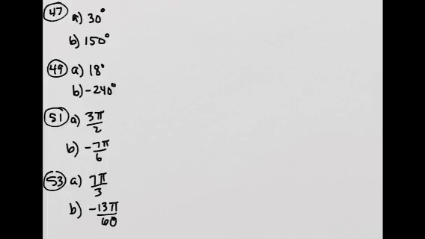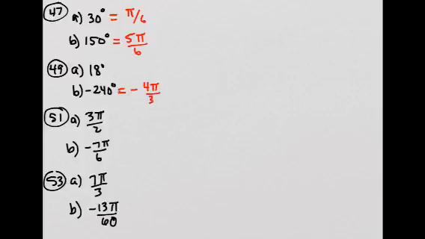Alright, so for 47, you have to convert them to radians, the degrees to radians. So 47, you should not need a calculator. It's an angle on the unit circle, so you need to know it. So that one is pi over 6. 150, same thing. This one is 5 pi over 6. For 49, 240 is on the unit circle. So for that one, again, you should not need a calculator. It's going to be negative, and 240 converting it to radians is 4 pi over 3.